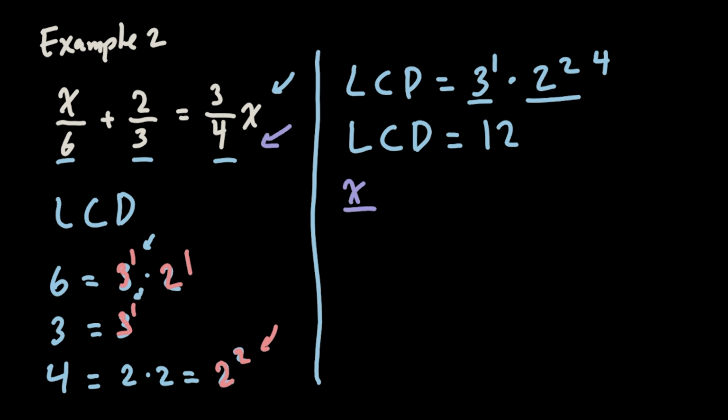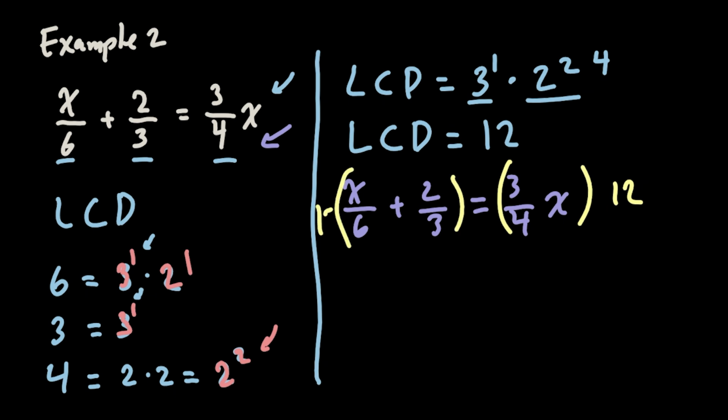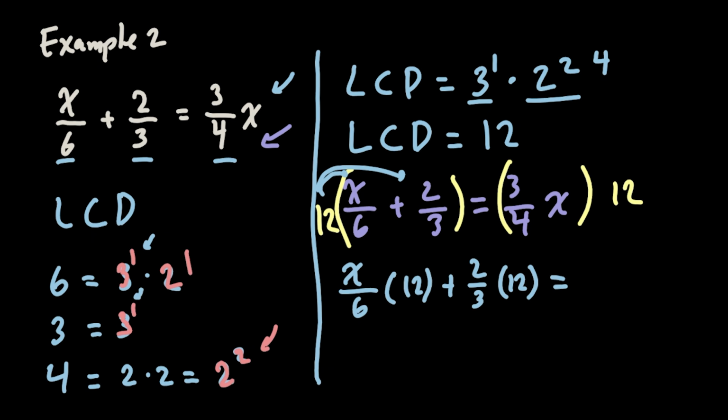So we'll bring this equation here now. So we'll write x over 6 plus 2 over 3 equals to 3 over 4x. And we'll just multiply both sides of the equation by, so we'll multiply this side by 12, and we'll multiply this side by 12. So we'll distribute this 12. So we'll have x over 6 multiplied by 12 plus 2 over 3 multiplied by 12. That would equal to 3 over 4x multiplied by 12.